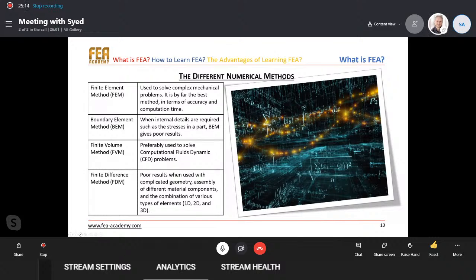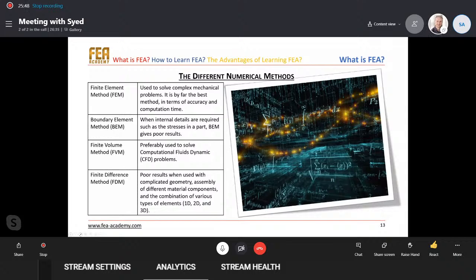When internal details are required, such as the stresses in a part, for example, the boundary element method gives very poor results. The reason behind that is that it only considers the outer boundaries. In this case, methods such as the finite element method, the finite difference method, or the finite volume method are preferred. The finite volume method can be used for solving stress problems, but usually it is used to solve CFD problems, the fluid dynamic problems.